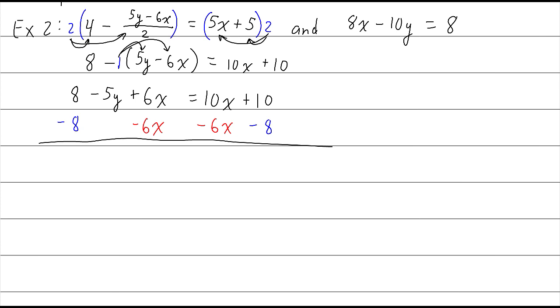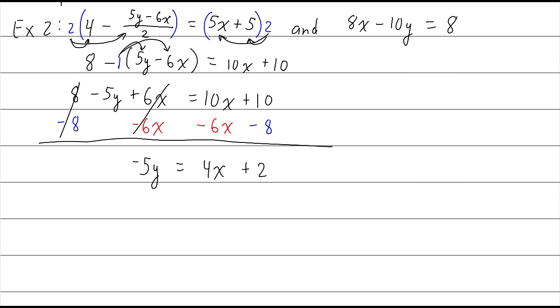All right, so 8 minus 8 easily cancels out. 6x minus 6x cancels out. I'm left with negative 5y on the left. On the right side, 10x minus 6x is 4x. 10 minus 8 is a positive 2. All right, so we're mostly done rearranging this one.